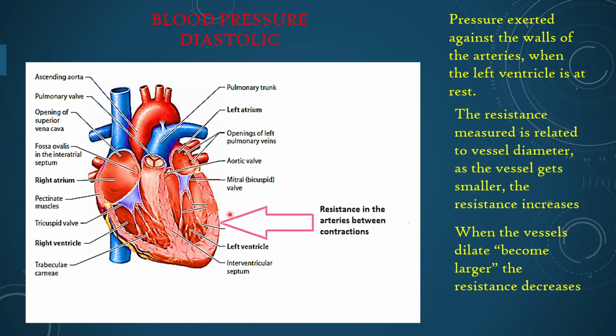The larger the blood vessel is, meaning dilated, the lower your diastolic blood pressure is going to be. The more constricted the vessel is, the higher your diastolic blood pressure is going to be. Okay, so it's the resistance in the arteries between contractions. So if you're really vasoconstricted, and you would find that in shock, then we're going to start seeing the diastolic blood pressure coming up from 80 to 90 or whatever it might be, depending on how vasoconstricted that vessel is.